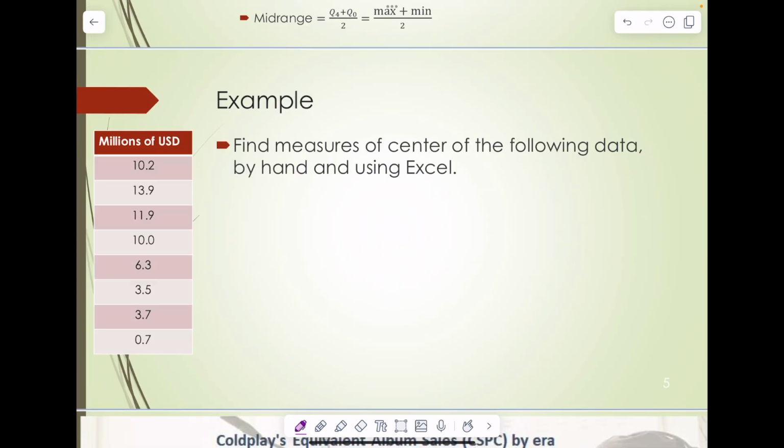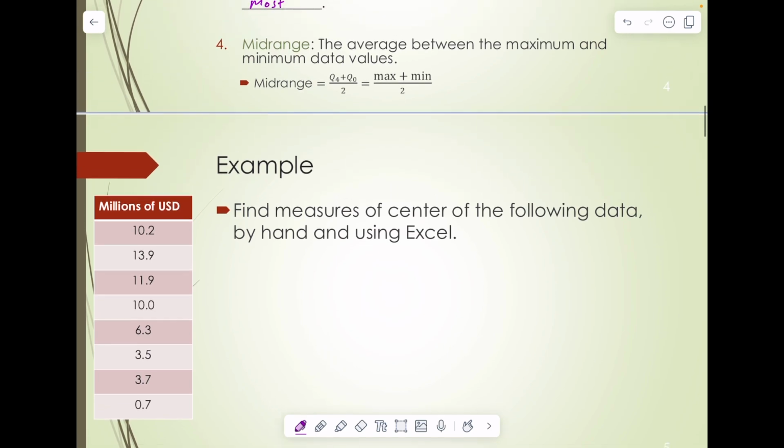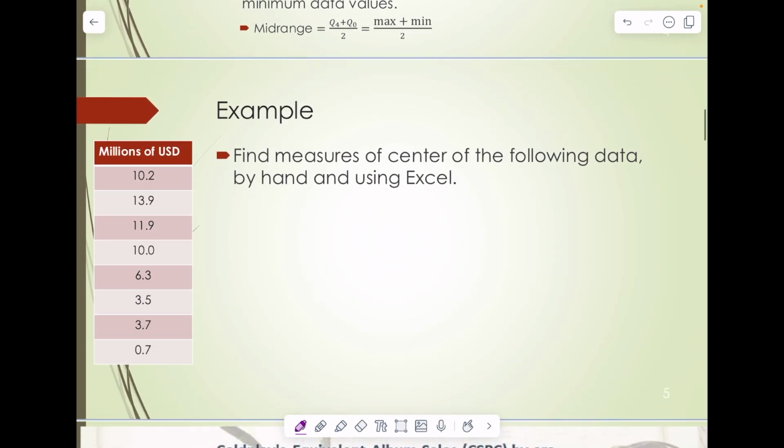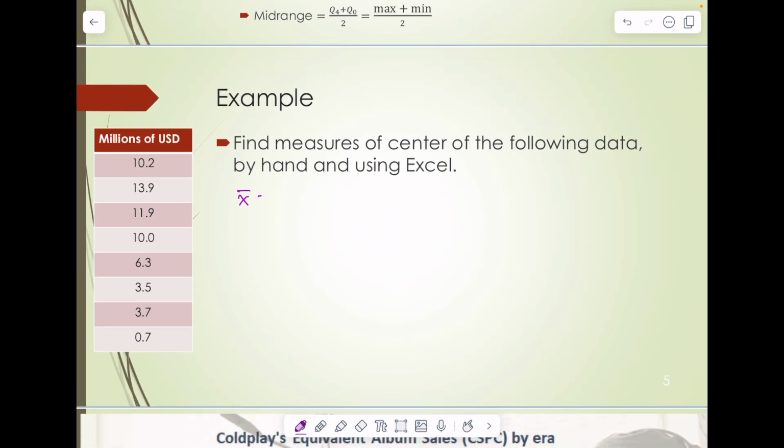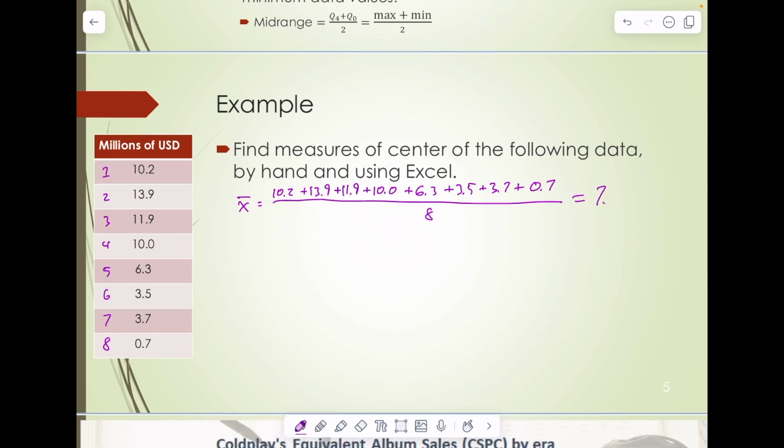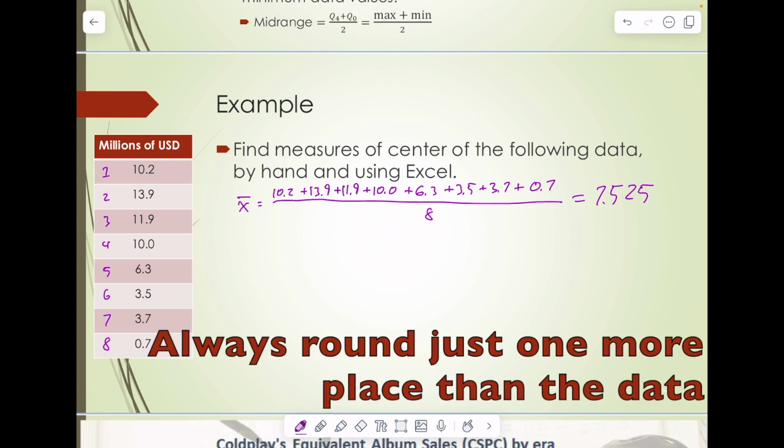Let's take an example. Find measures of center of the following data by hand and using Excel. Okay, let's do by hand first. So first thing we want to do is find the mean. So that's going to be X bar is going to equal, and I get 7.525. Now, where do I round? Well, you're always going to round one more than the data. So the data is rounded to the 10th place. So I'm going to round to the 100th place. And so that is going to give me 7.53.